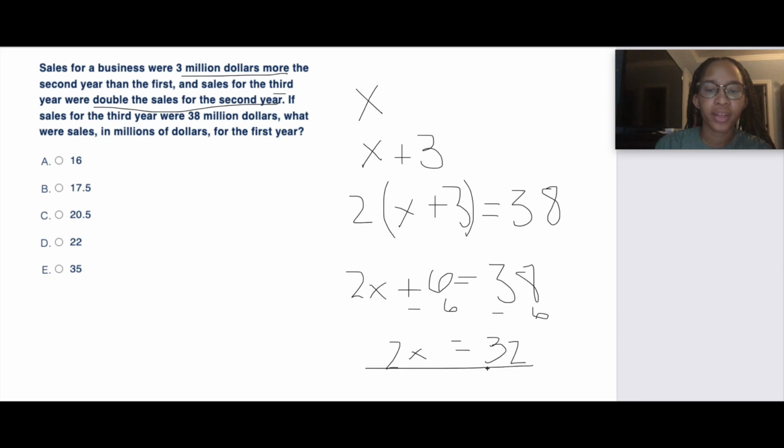And then divide the whole thing by 2. And that'll give us x equals 16, which would be A.